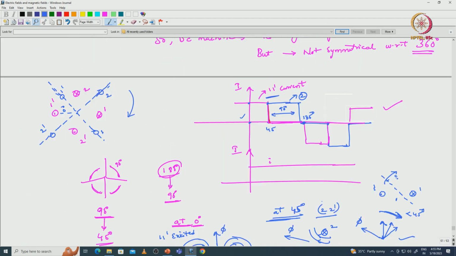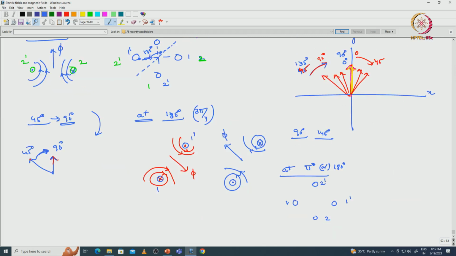Okay. So we are exciting only coil 1, right, with respect to the currents at 180 degrees. Coil 1 means here we can see the current is reversed, the same polarity will be continued. This is dot and this is cross. Okay. And the magnetic field will be in the upward direction. It is the same as the earlier case. Okay, 2 dash we are not exciting. That means the resultant flux is in this direction.